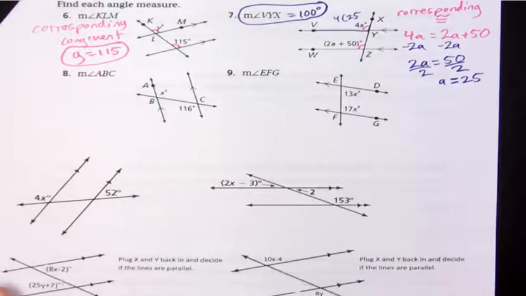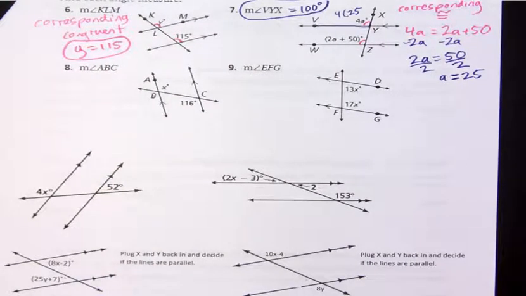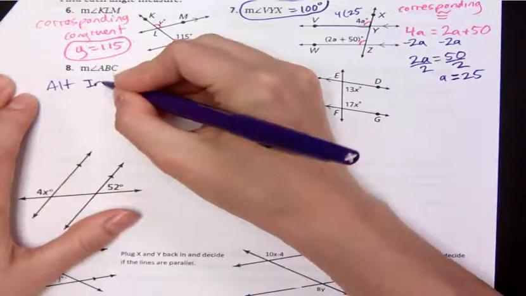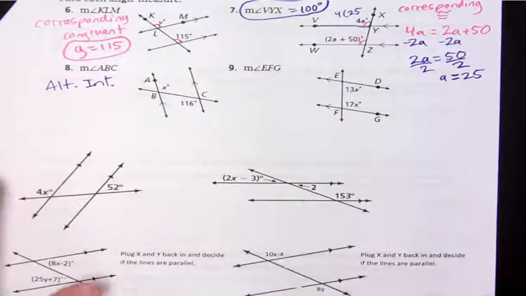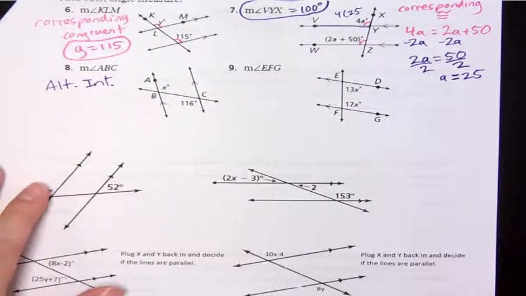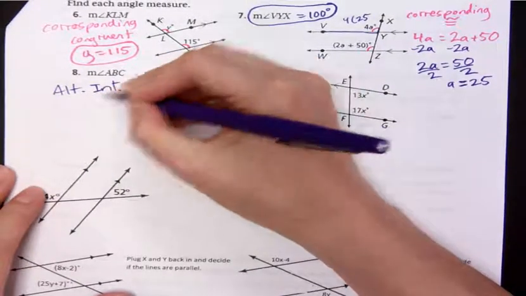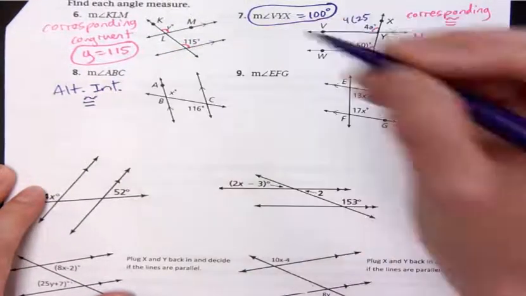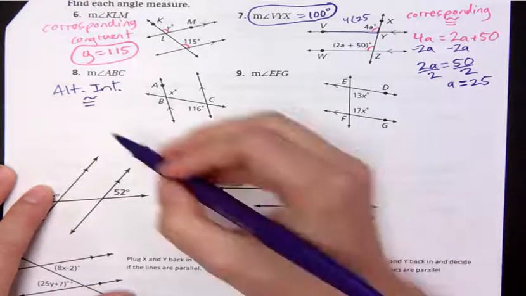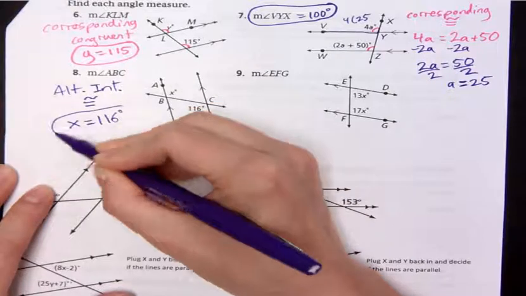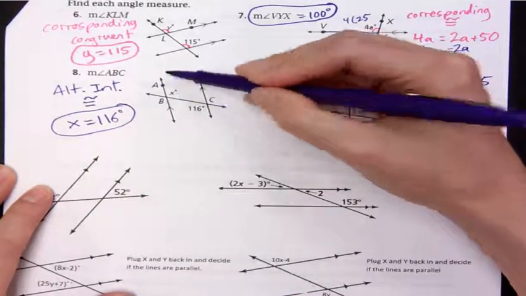Okay, problem 8. What type of angles? Alternate interior. Let's go. You earn a cookie. Okay, congruent or supplementary? Congruent. So they can equal the same thing. So what's my answer? That's 16. And is that the angle that they asked me for? ABC? Yes.